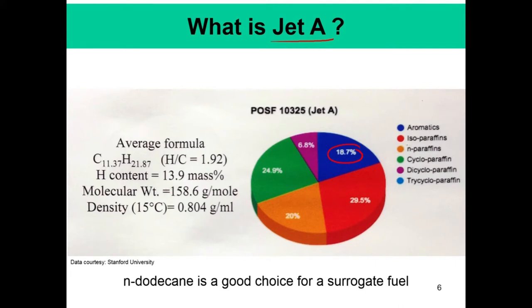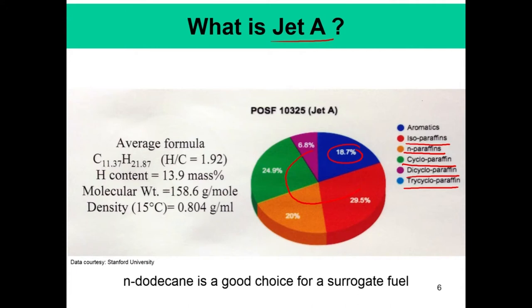But the rest is isoparaffins. Paraffins are nothing but alkanes. Iso refers to the position of the methyl radical where it attaches to a carbon atom. Normal paraffins, normal alkanes, cycloalkanes, dicycloparaffin, tricycloparaffin. So, the rest, 81%, is nothing but alkanes. Okay. Now, of course, when you do a fundamental study or a CFD simulation, it is very difficult to use all these kinds of different species even at the starting point.